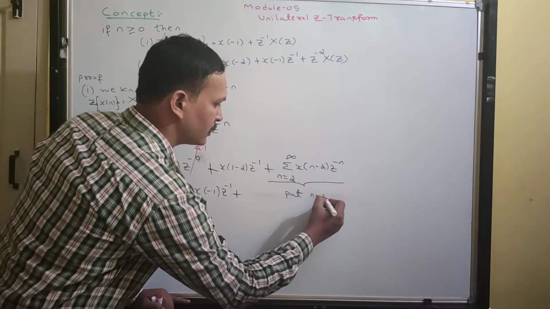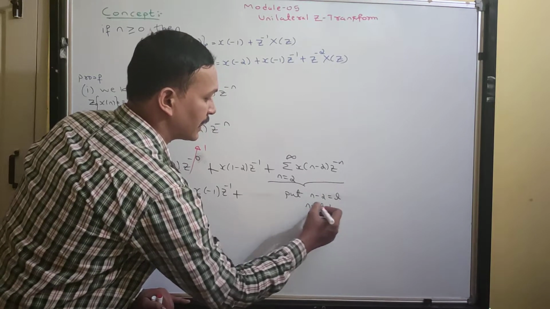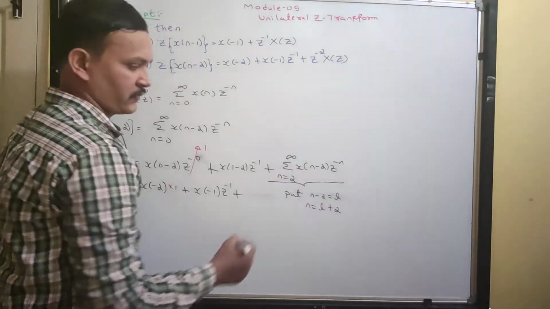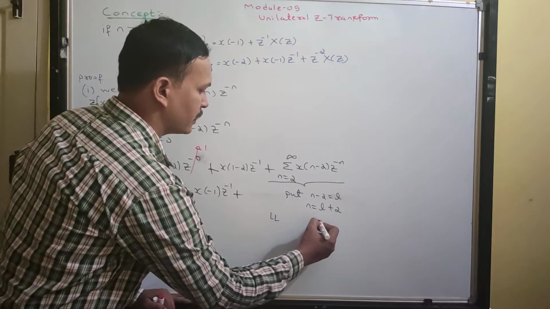Put n minus 2 equals L. Then L is equal to what? n is equal to L plus 2. Then n becomes L plus 2. Now take the lower limit and upper limit.